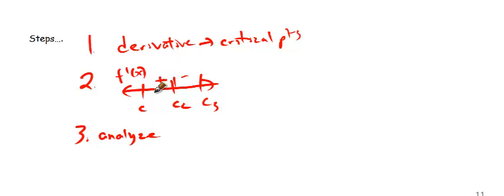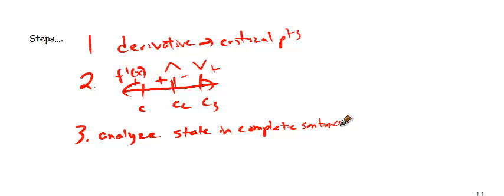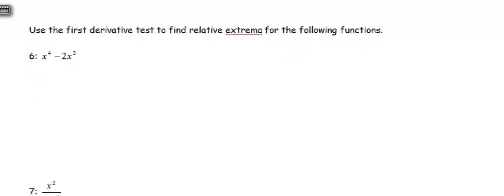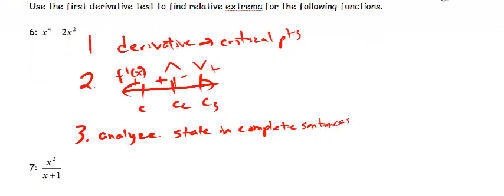If it goes from positive to negative, then you have a maximum. If it goes from negative to positive, then you have a minimum. If it doesn't change, you don't have anything. And you have to analyze and state in complete sentences. Okay, and those sentences are basically what you see right up above here. So let's try one out.